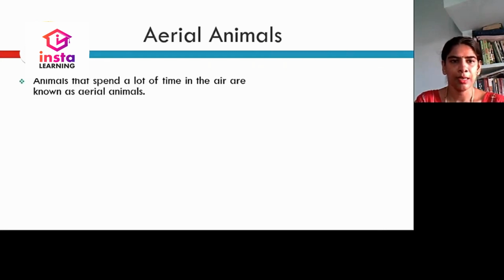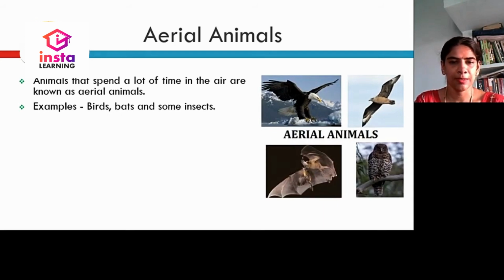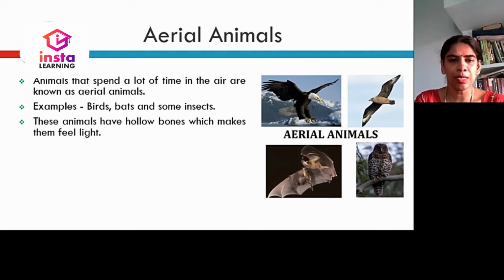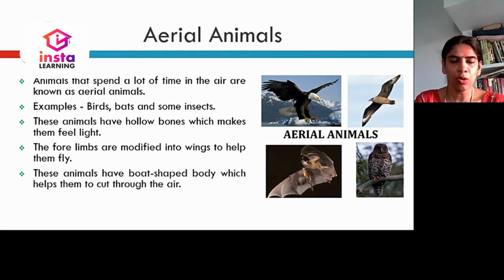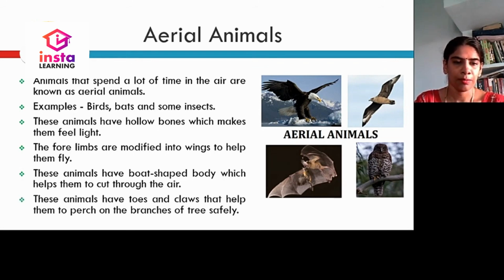Aerial animals. Animals that spend a lot of time in the air are known as aerial animals. It includes birds, bats, and some insects. These animals have hollow bones which make them feel light. The forelimbs of these animals are modified into wings, which help them to fly. The aerial animals also possess a boat-shaped body which helps them to cut through the air. They have toes and claws that help them to perch on the branches of the trees safely.